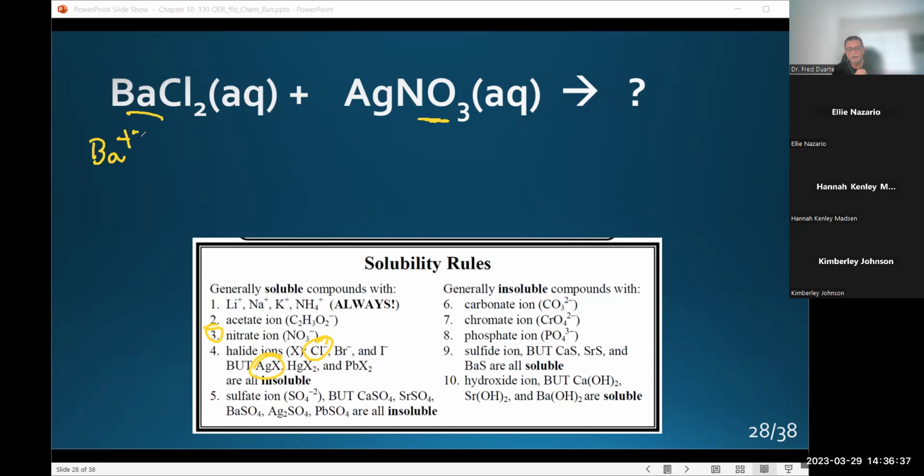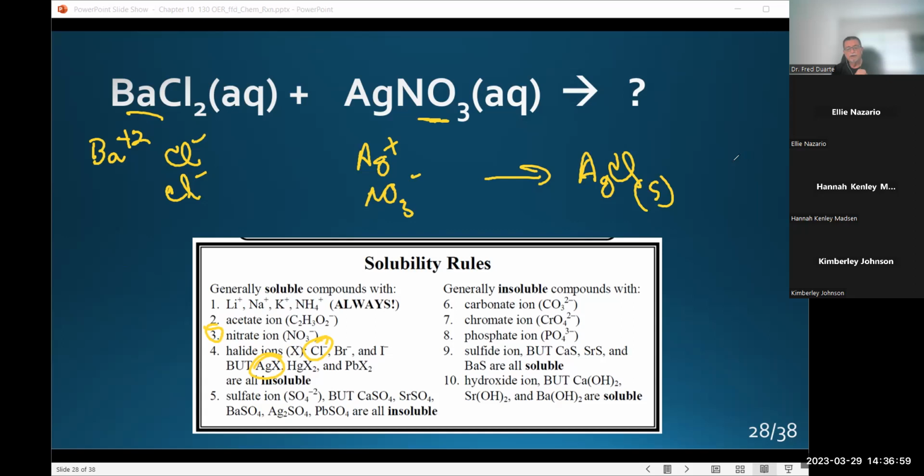I put everybody in ionic form so I can make sure I put everything back together properly. Okay, so I'm going to put together the silver chloride. So it's a 1-to-1, so it's going to be silver chloride. It's going to be solid. And then the barium nitrate, I'm going to need 2 nitrates because the barium has a +2 charge. Having a +2 charge, the nitrates each have a -1, so I need 2.